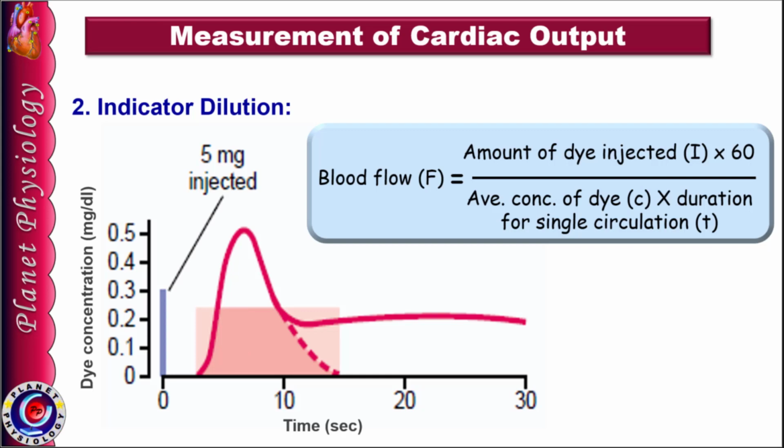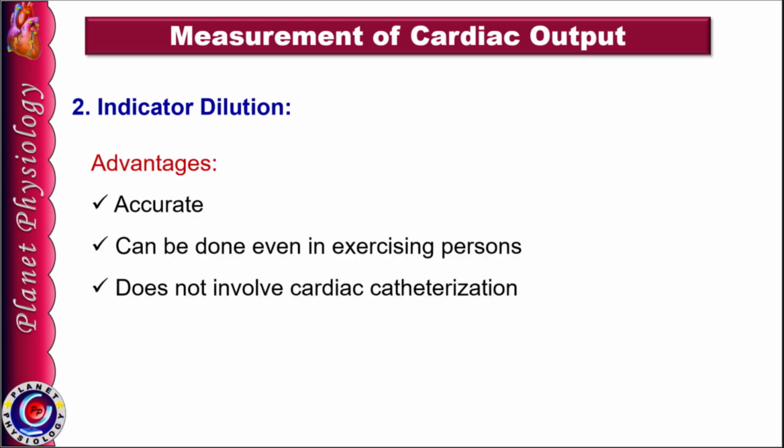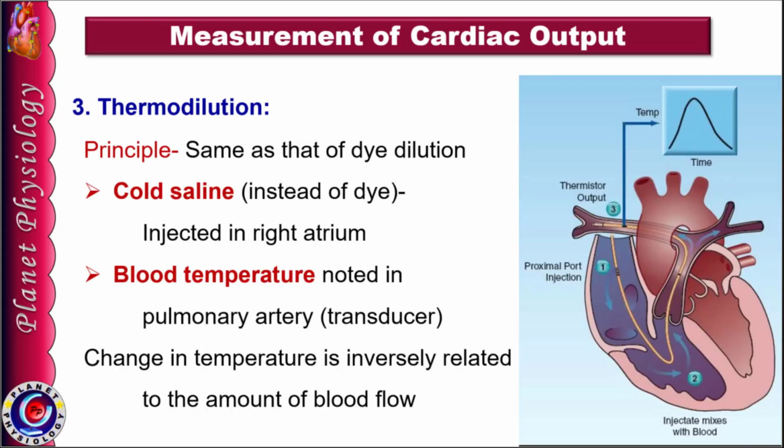This is also an accurate method and can be performed even in exercising persons. It does not involve cardiac catheterization. The next indirect method is thermodilution. Its principle is the same as that of indicator dilution. The only difference is that in this case, instead of dye, cold saline is used.